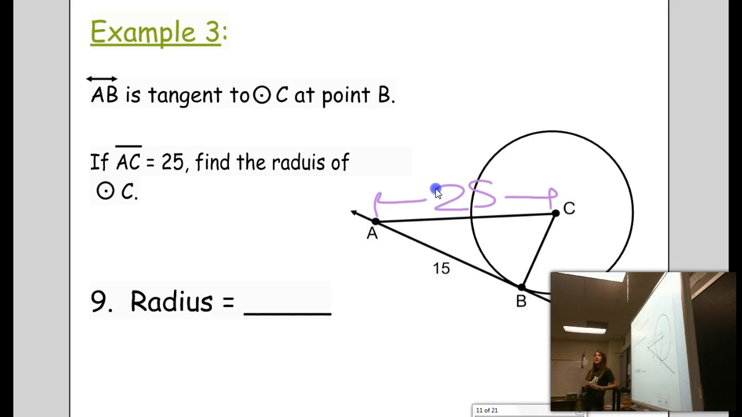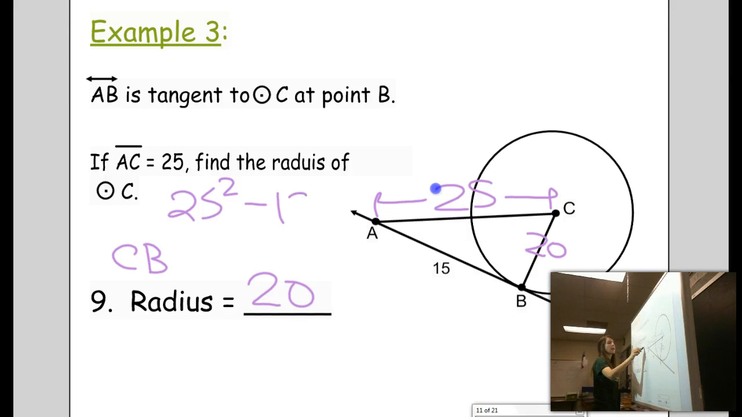Omar, which one is the radius? Can you name it with 2 letters? CB. So everyone is looking for CB. Got it, Matt? What'd you get? 20. Oh, we love Pythagorean triples. Thank you for being a Pythagorean triple. Problem number 9. 25 squared minus 15 squared is what Matt did. He got 400. He square rooted 400 and he got 20. Last problem.